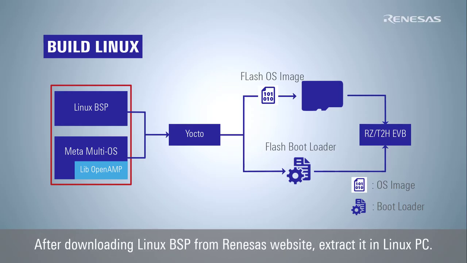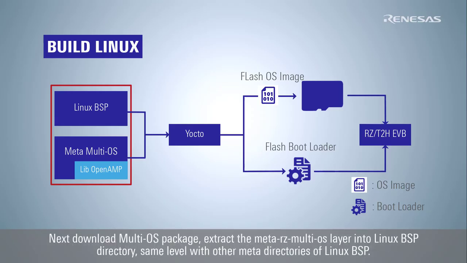After downloading the Linux BSP from Renesas's website, extract it on a Linux PC. Next, download the multi-OS package and extract the meta-rz-multi-os layer into the Linux BSP directory, at the same level as the other meta directories of the Linux BSP.